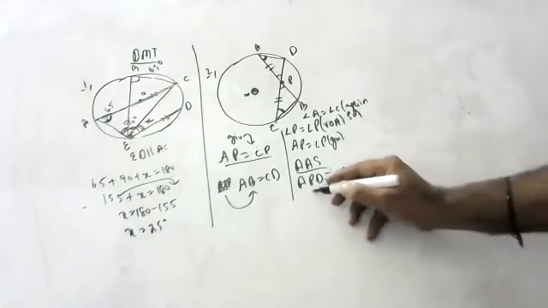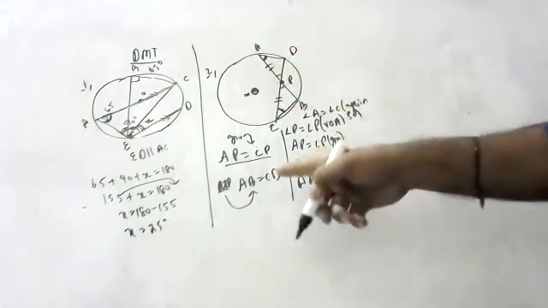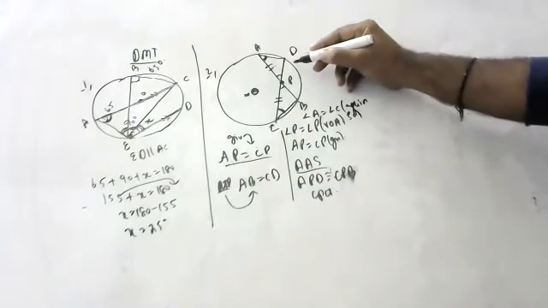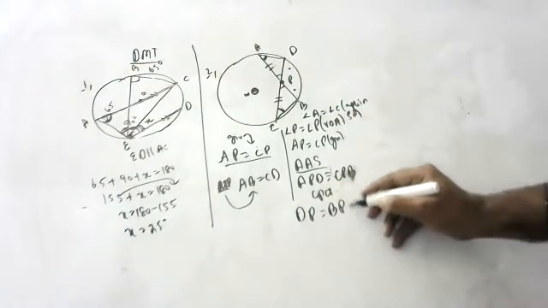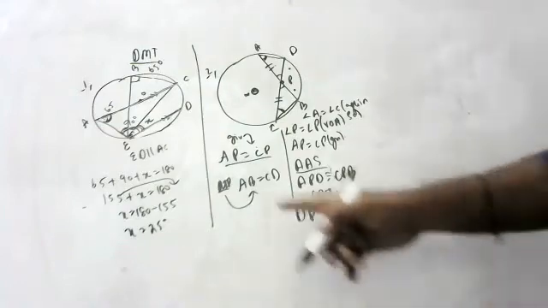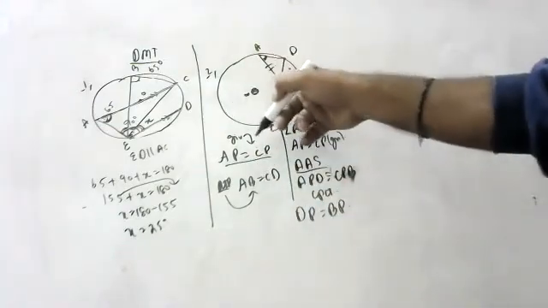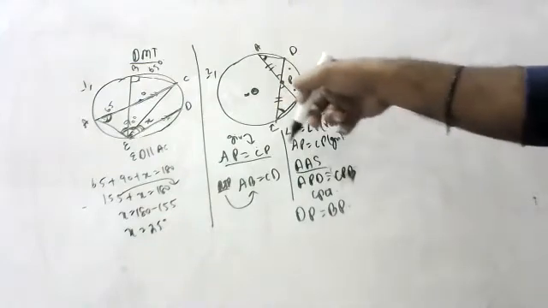By CPCT, DP is equal to BP. By CPCT, what is equal to what? DP is equal to BP. Okay. But I want AB is equal to CD. Yes, sir. AP is equal to CP, you already got. Now we got that DP is equal to BP.